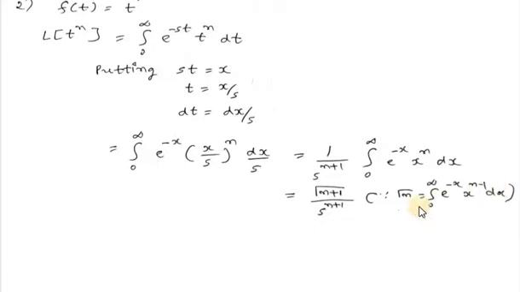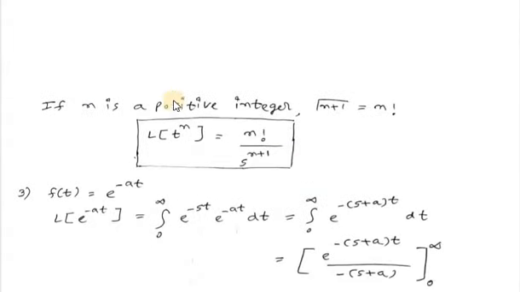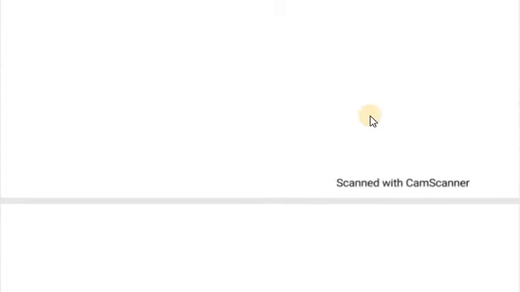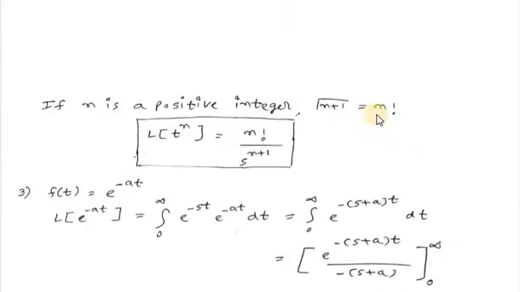So by the definition of gamma function, this integral will become gamma n plus 1 over s raised to n plus 1. Over here you have to write x raised to n plus 1 minus 1, and then apply the definition of gamma function, so it will become gamma n plus 1 over s raised to n plus 1. If n is a positive integer, then we have gamma n plus 1 equals n factorial. So replacing gamma n plus 1 by n factorial, we have Laplace of t raised to n equals n factorial by s raised to n plus 1.